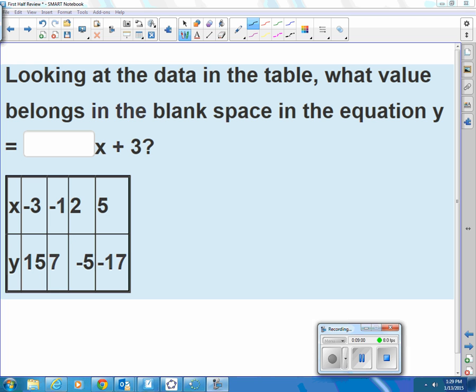Looking at the data in this table, what value belongs in the blank space in the equation y equals something times x plus 3. So that's the slope. That's the number in front of the x. So let's see, y changes going from 15 to 7. That is going down by 8. Going from -3 to -1 is going up by 2. So that would be a slope of -4.